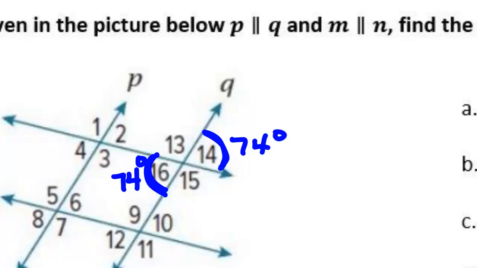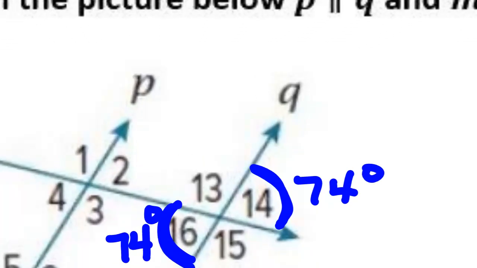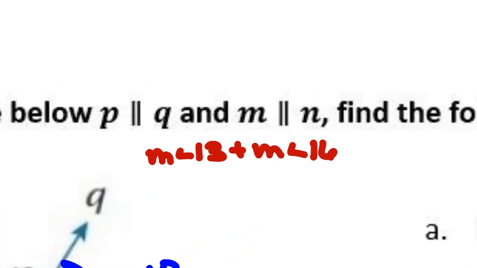13 and 16 are not the same. What is the name for this pair, 13 and 16? They're a linear pair. Linear pair angles: congruent, supplementary, or neither? Supplementary. What does supplementary mean? Adds to 180. So I know the measure of angle 13 plus the measure of angle 16 equals 180.